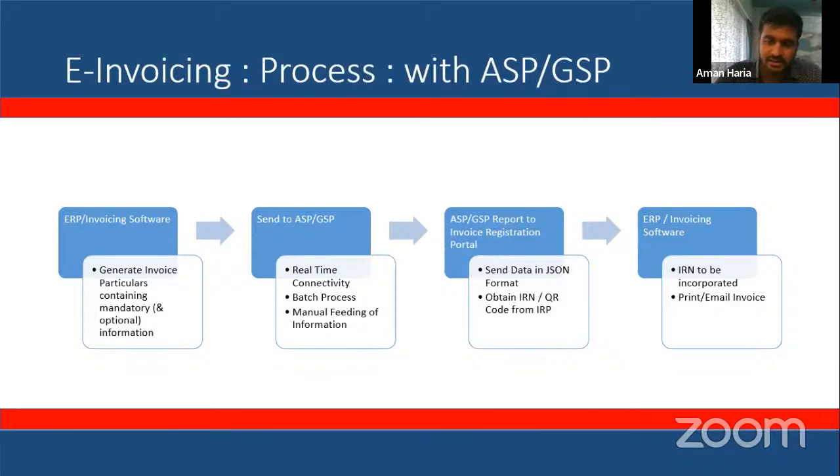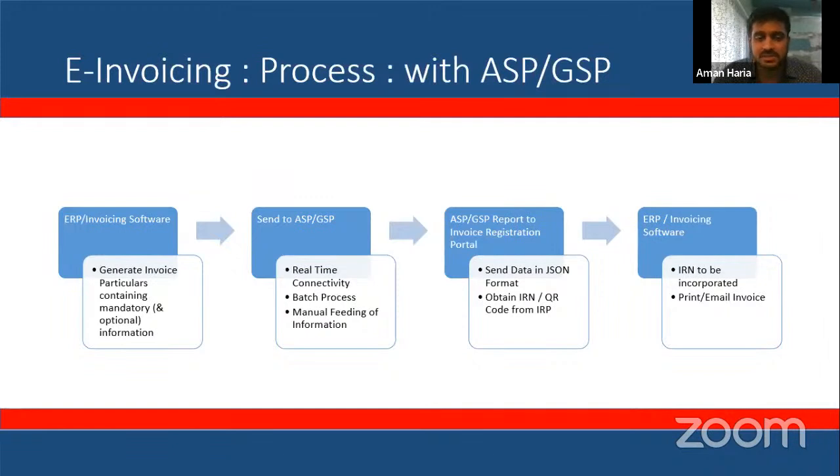They at the backend will themselves retrieve the QR code and the IRN and help integrate it in your invoice at the same time. So this generally happens in a very fast manner. Our experience suggests that it takes not more than 5 to 7 seconds for generation of a QR code and IRN once the invoice details are readily available.